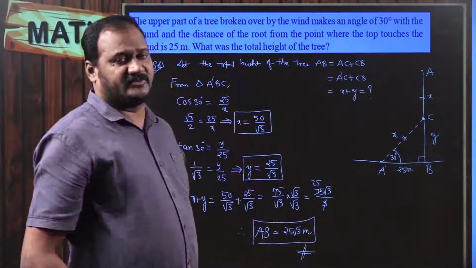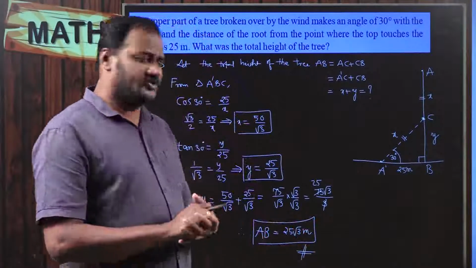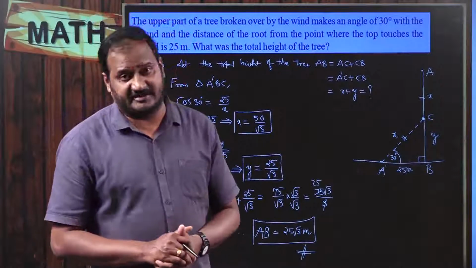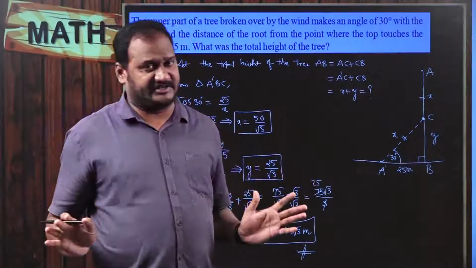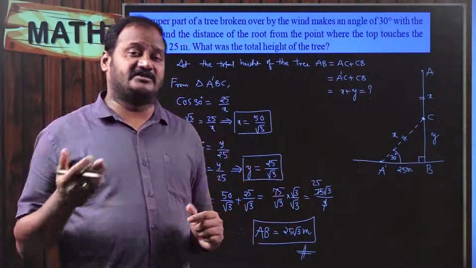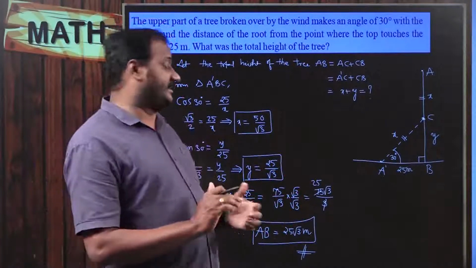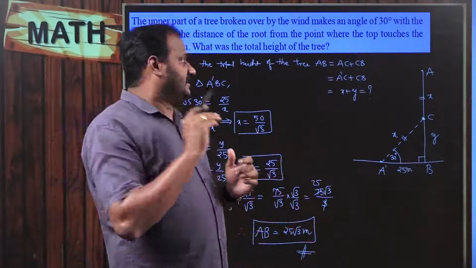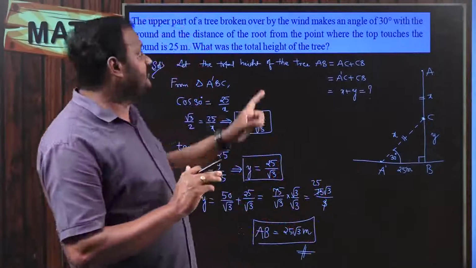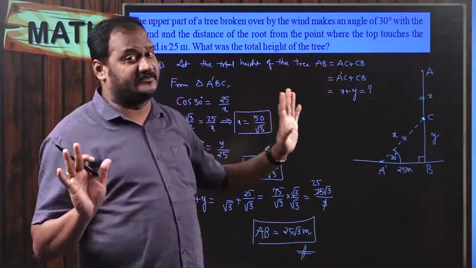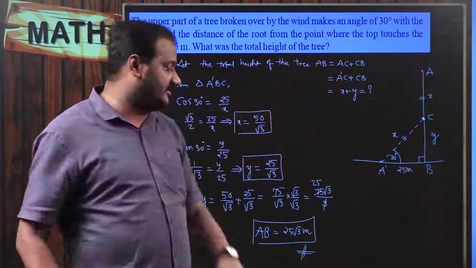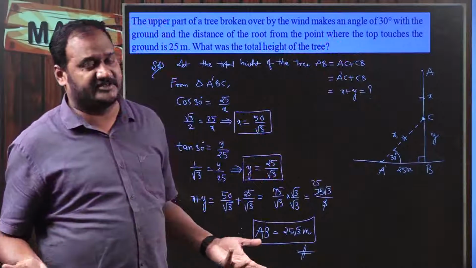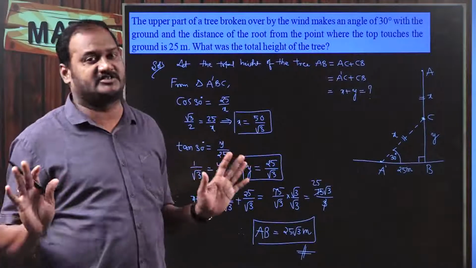I think you might get one doubt: 25 root 3 is there, do we substitute the value of root 3 as 1.732? Of course, you can substitute, no issues at all. Even if you do not substitute 1.732 and leave the value as 25 root 3 finally, it is absolutely fine. But keep one thing in mind: if the value of root 3 is mentioned in the given problem, then definitely you will have to substitute here. If the value of root 3 is not mentioned, then you don't have to substitute. If you want to substitute, you can, no issues, no marks will be deducted.